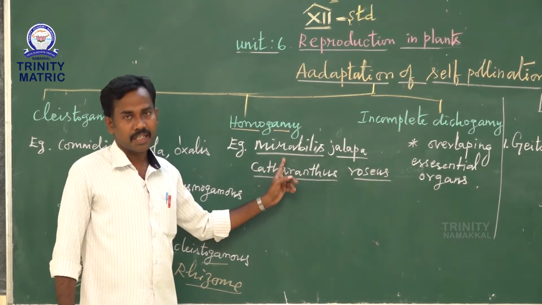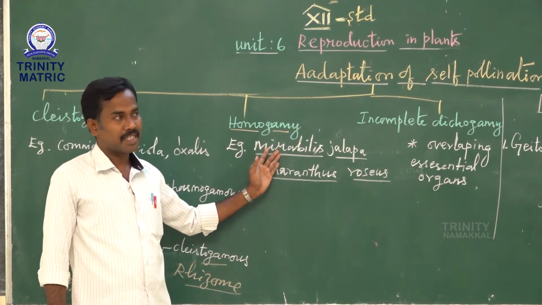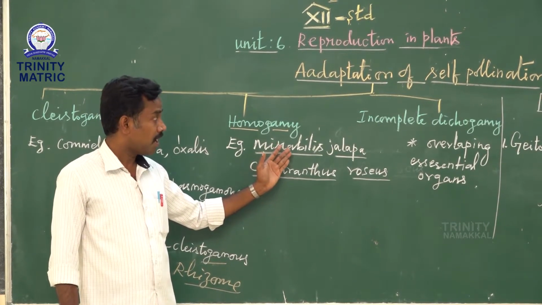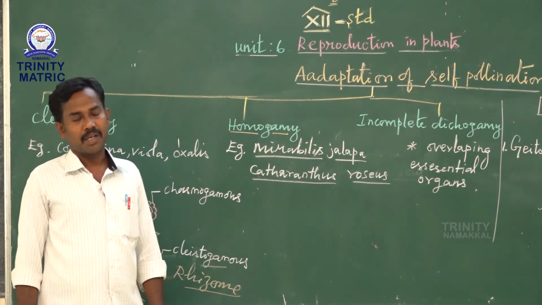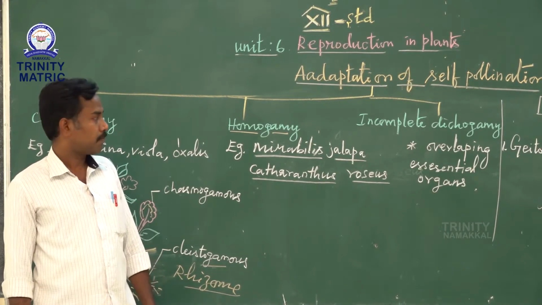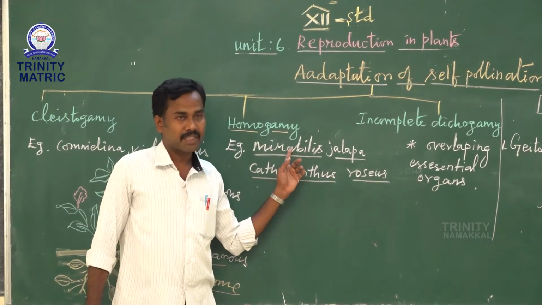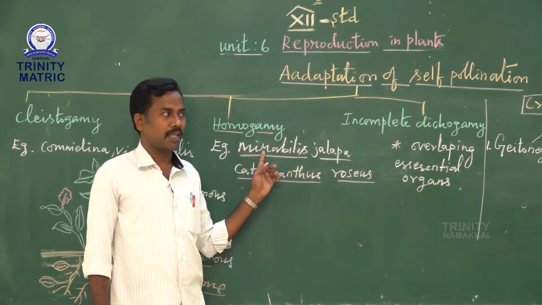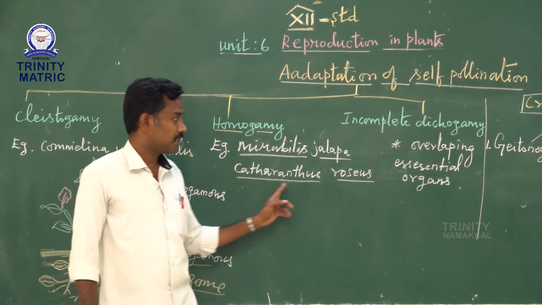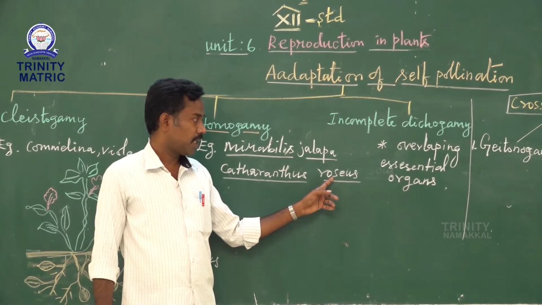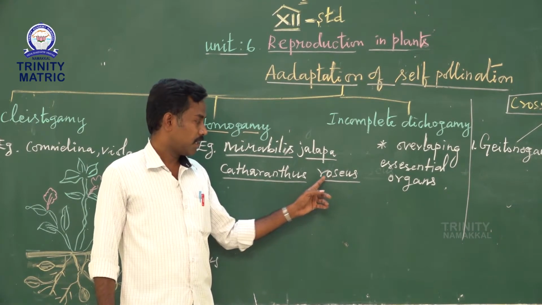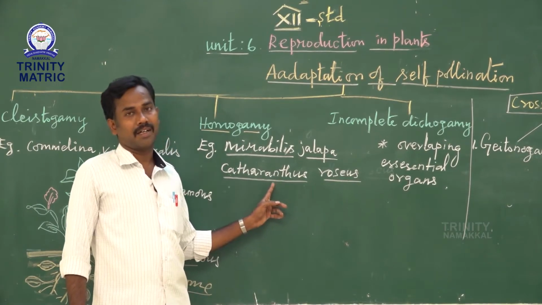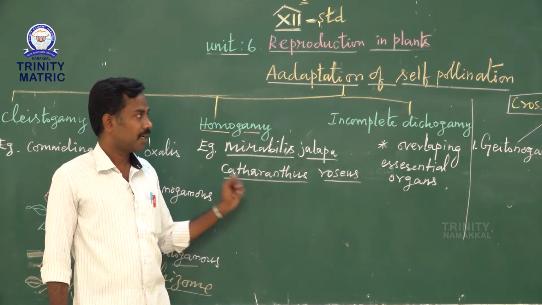That is the botanical name. The general name is evening primrose or 4 o'clock plant. The Tamil name is Andi Mandare. Then the second one, Catharanthus roseus, the Tamil name is Nitya Kalyani.